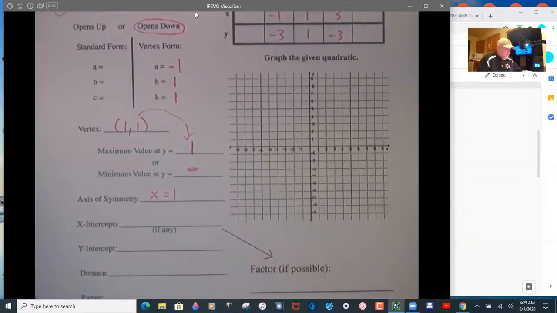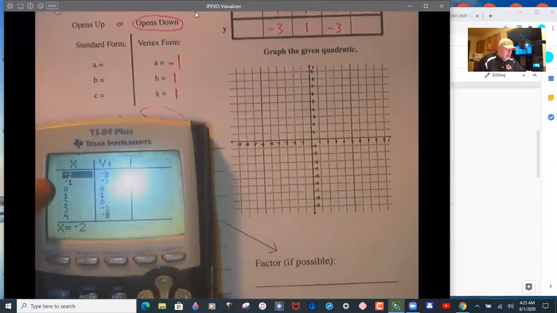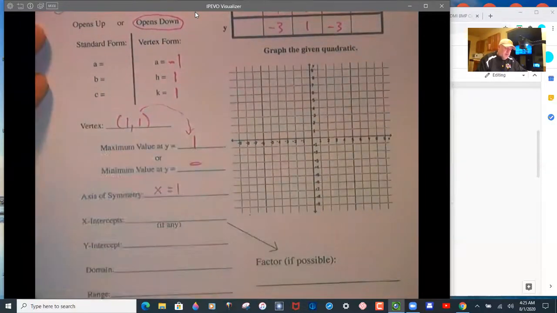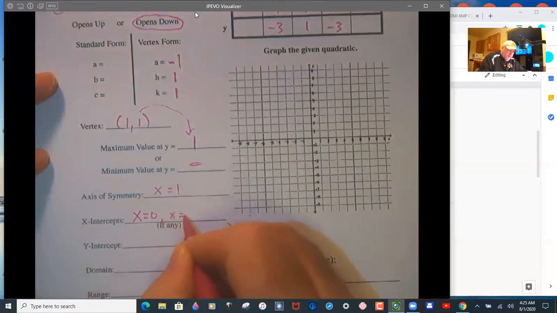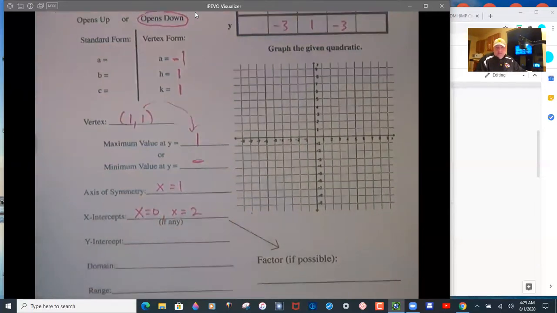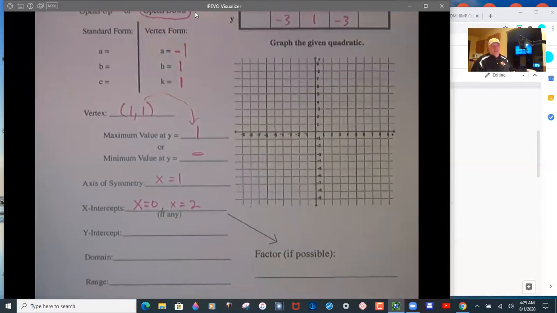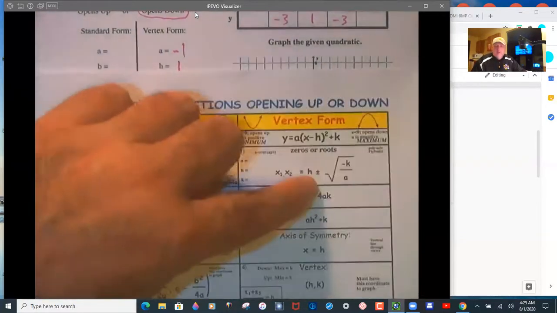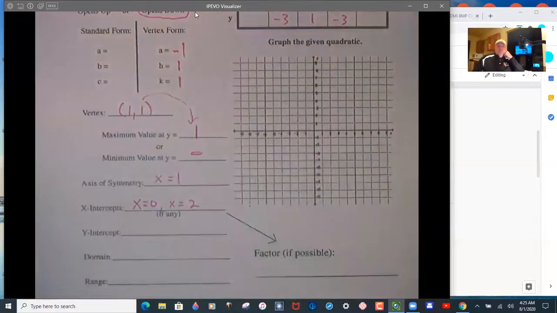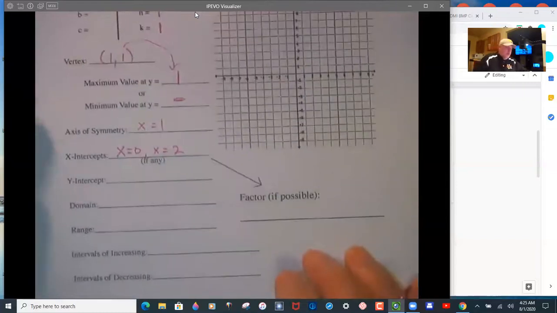X-intercepts, so can we see them on the table? Yes, 0, 0, and 2, 0. It's wherever y equals 0. So what if you can't see that? Then you have to calculate them. You have to go to the quadratic formula or use a root finder, something like that. Oops, actually over here. I'll probably show you the root finder at some point.